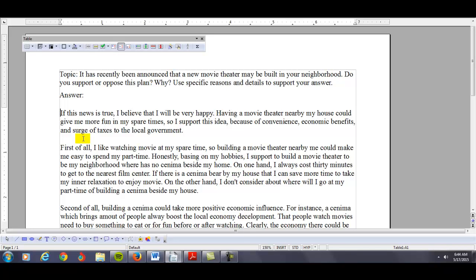So I think we have, if this news is true, I believe that I would be very happy. Having a movie theater near my house could give me more fun in my spare time. So I support this idea because of convenience, economic benefits, and the surge of taxes to the local government. The problem here is you don't really have any general statements. Before you say if this news is true, I believe that I will be very happy, you need maybe 2 or 3 sentences that, in a more general sense, set the topic or raise the topic. Have some kind of a hook. So I would suggest that.